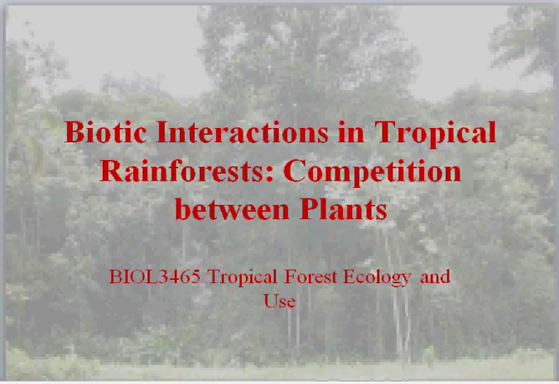Biotic interactions are very prevalent in tropical rainforests, and therefore they have a big influence on tropical rainforests and how tropical rainforests can be managed.